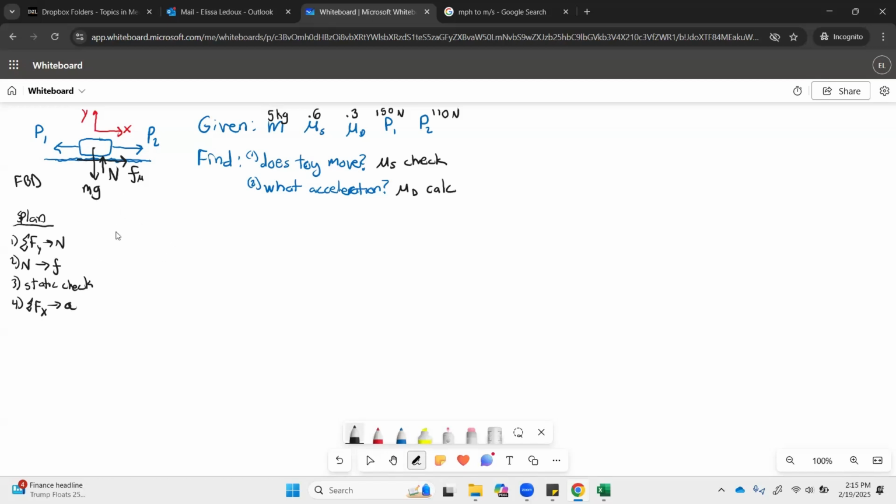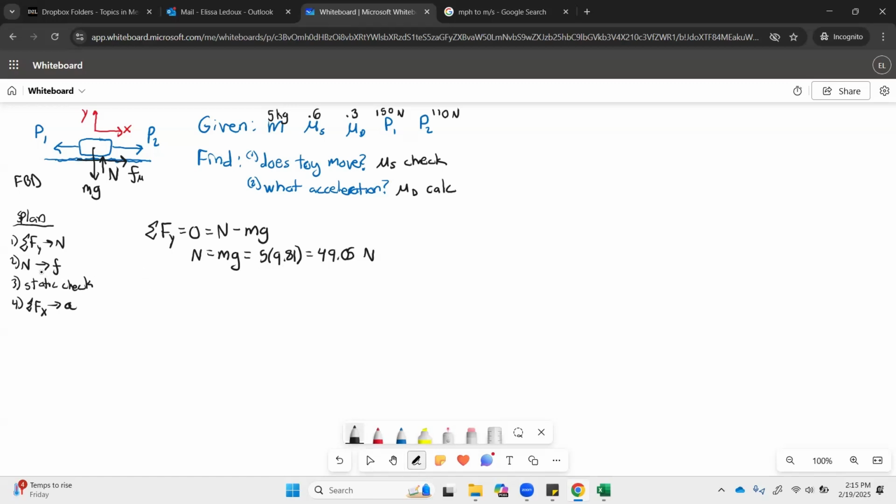Okay, so here we're going to solve sum of the forces in y. Sum of the forces in the y direction equals 0 because the block is not moving up and down. And the only forces in the y direction are the normal force going up and the weight going down. So this tells us normal force equals mg, which is the 5 kilogram toy times 9.81 meters per second squared. And this is 49.05 newtons.